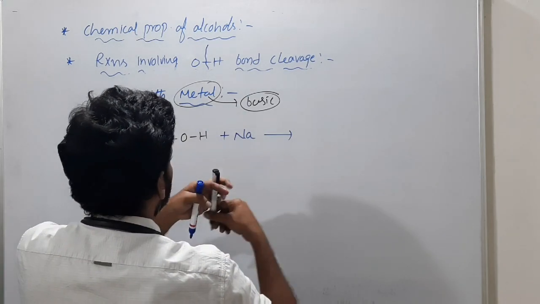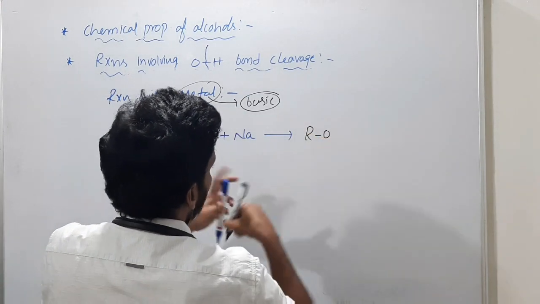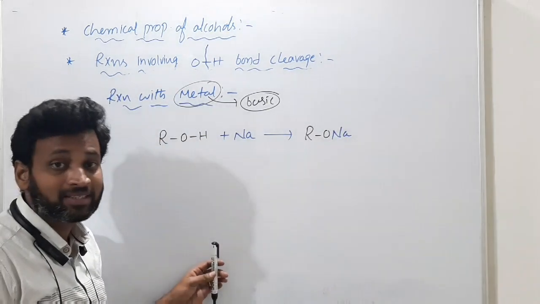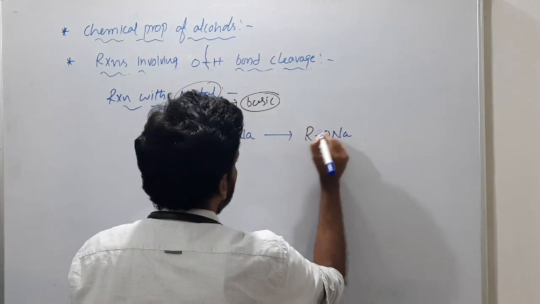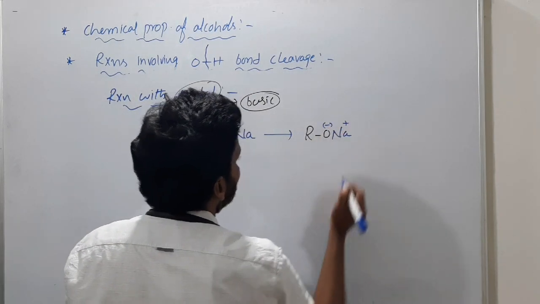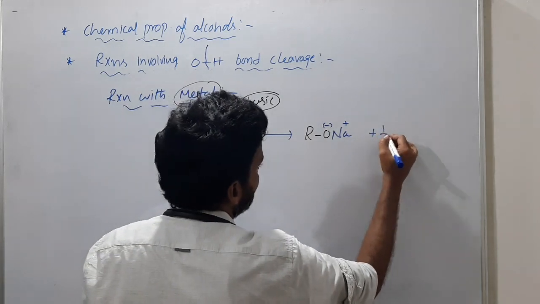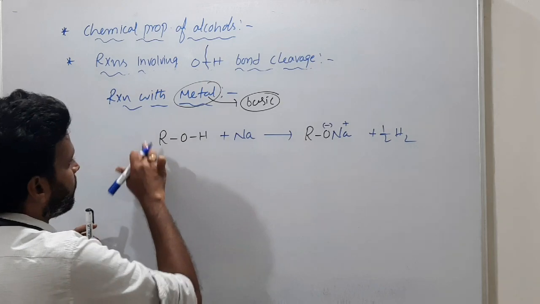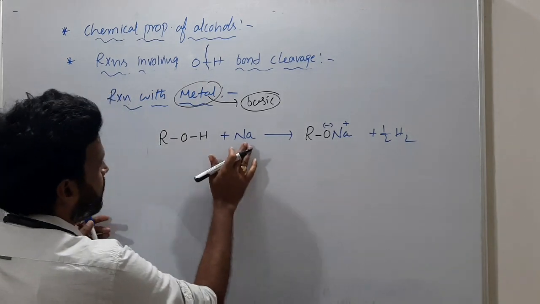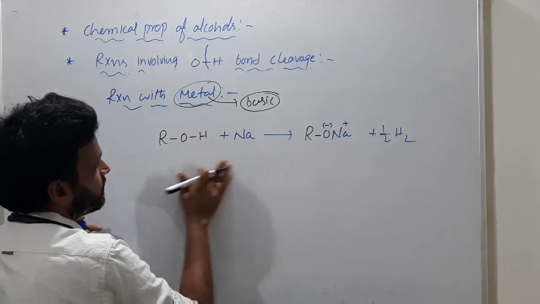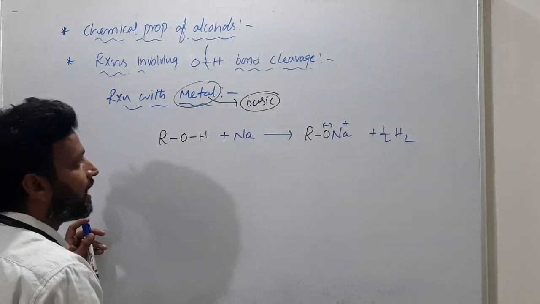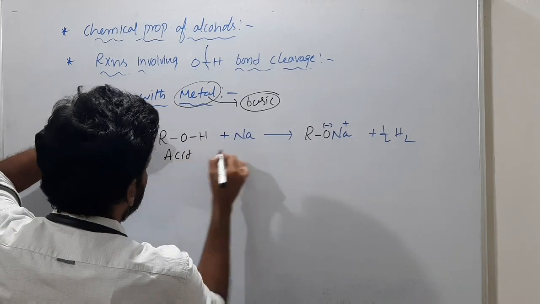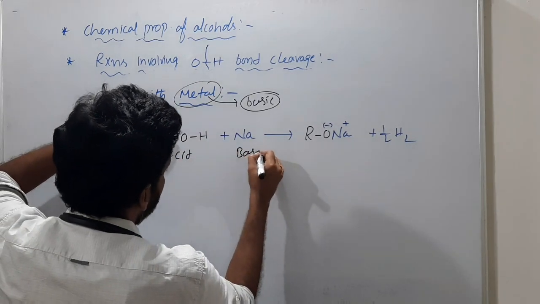So now what do you have here? RONa. What is happening? Metals are replacing hydrogen from acids. So that is what is happening here: RO minus and Na plus, and half H2. If you want to take 2 moles, you can take, no problem. So with metal, what happens? Metal replaces hydrogen from acids. So this ROH is acting as acid, and the sodium is acting as base.